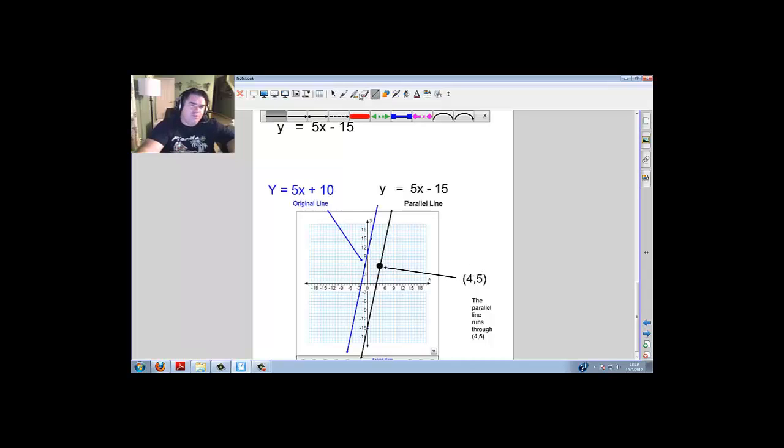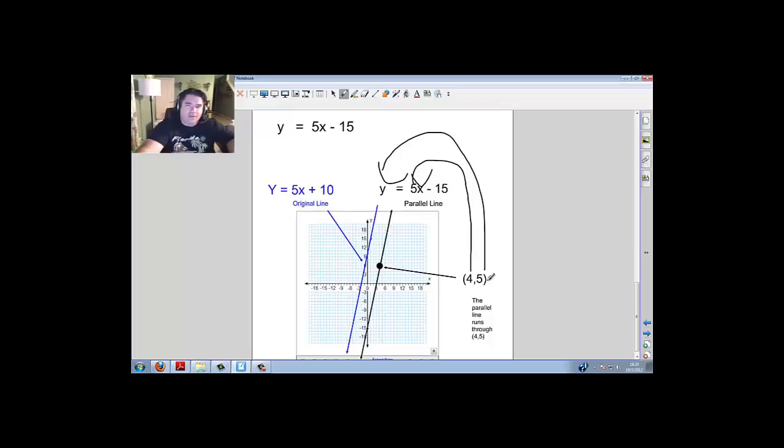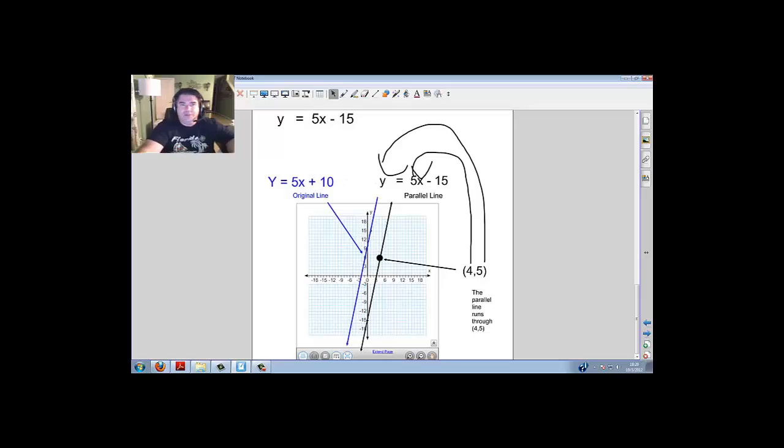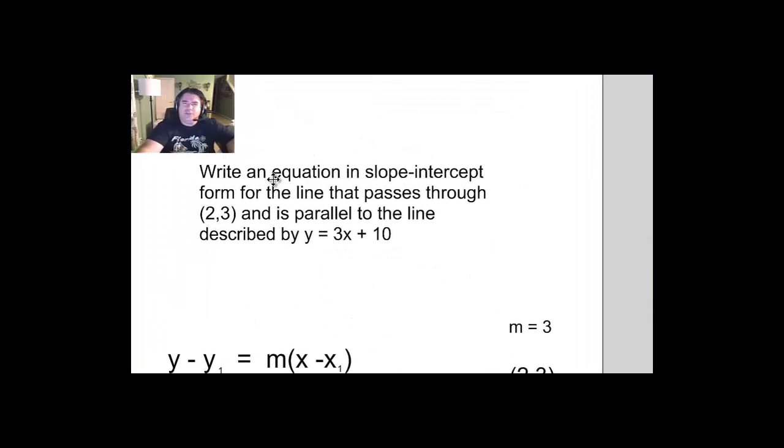By the way, how do we know for sure? Well, if you don't believe me, plug this in. Plug the 4 in here and the 5 in here, and 5 does equal 4 times 5 minus 15 all day long. So you know it's okay. Now, let's do another one.